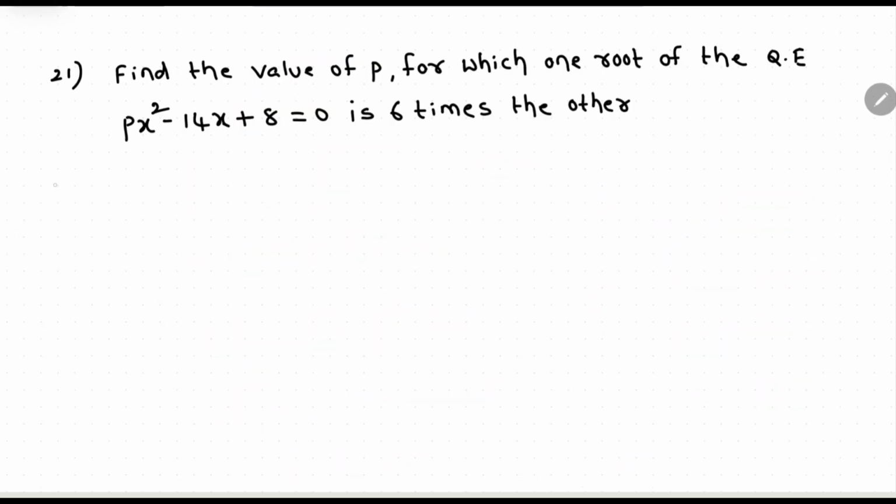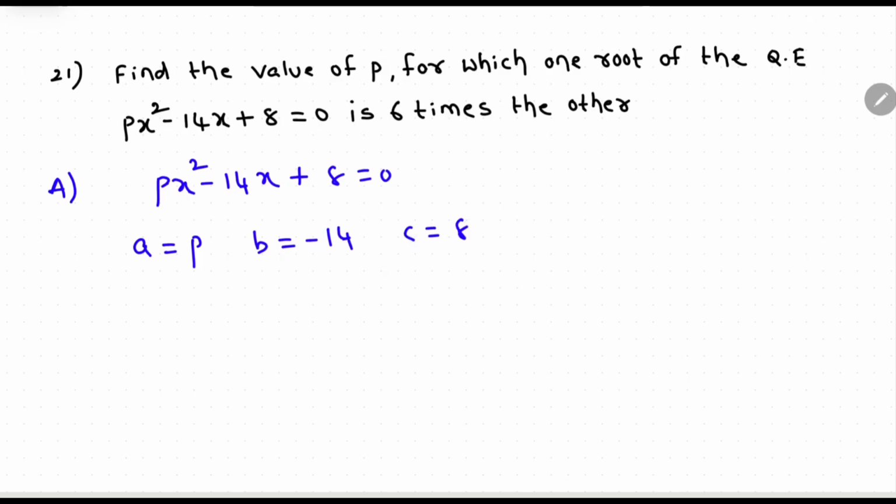So here the given quadratic equation is p x square minus 14x plus 8 equals to 0. Now here a value is p, b value is minus 14 and c value is 8. Here one root is 6 times the other.